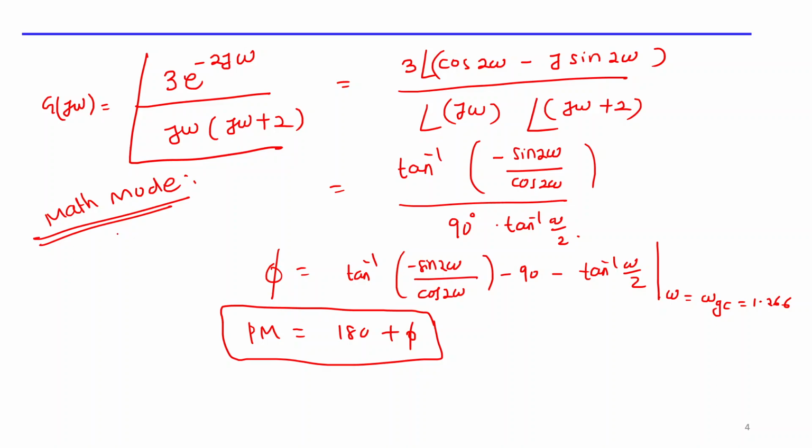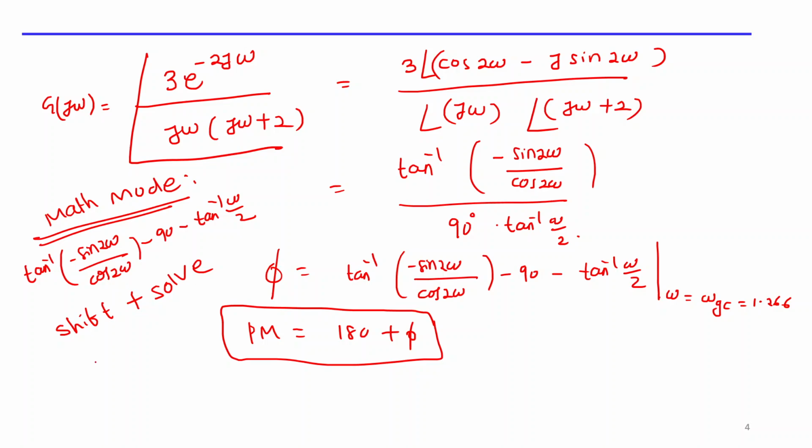In the math mode, you have to write this equation. How to write it? You write it as tan inverse of minus sine 2 omega divided by cos 2 omega, minus 90, minus tan inverse omega by 2. In place of omega you have to put that value, and then after writing this equation you just type shift plus solve. If you do shift plus solve, it will give you the result directly.